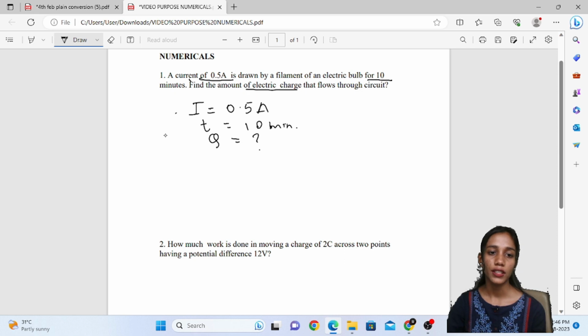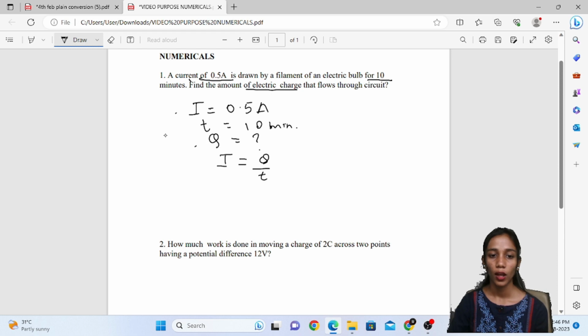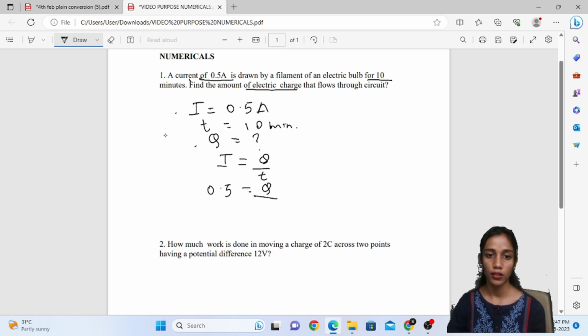Looking at these three quantities, which formula do we apply? We will apply the formula which we have just studied, which is I equals Q by T, wherein I is given as 0.5 amperes, Q is not given, so we will write it as it is, and time is given as 10 minutes. Here we need to pay attention. When I was explaining the current concept, I had said that in this formula, time is given in seconds. So we need to convert this 10 minutes into seconds.